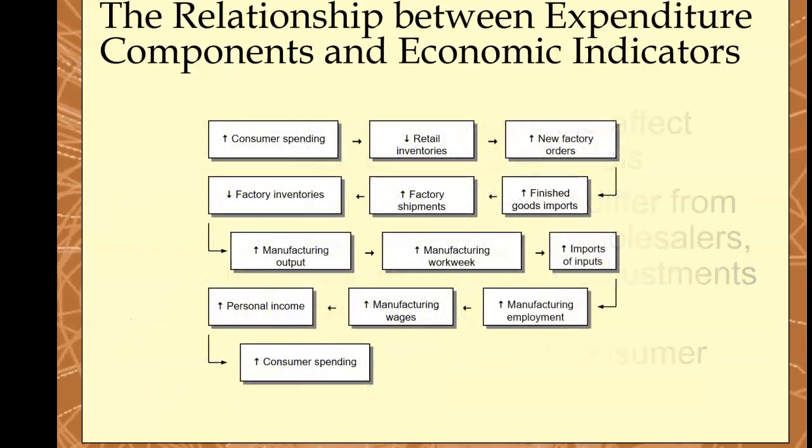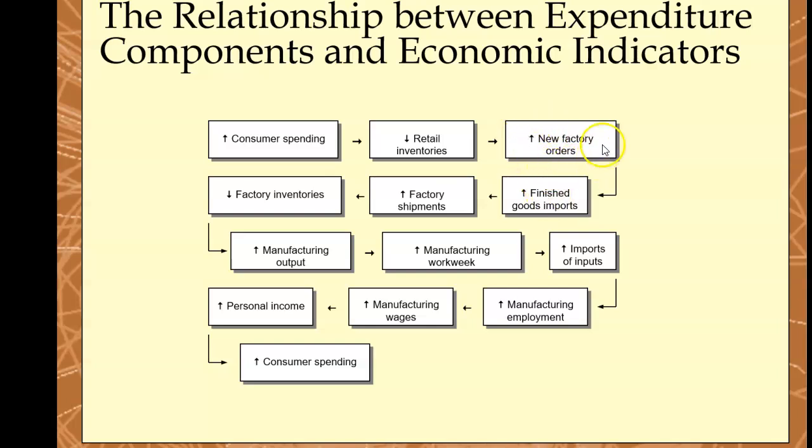Let me give you another way of explaining this. Take a look at this first box. Let's say there's a sudden, unexpected increase in consumer spending. This will cause retail inventories at stores to fall. Well, if retail inventories are falling, those retailers are going to put in new orders. Now, if factories are getting new orders, that also means there's going to be an increase in imports. Because if people are spending a lot of money, they're also spending money on imports.